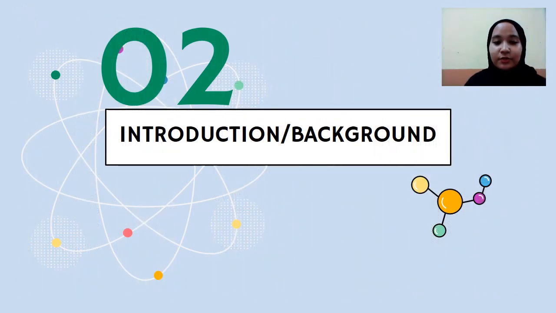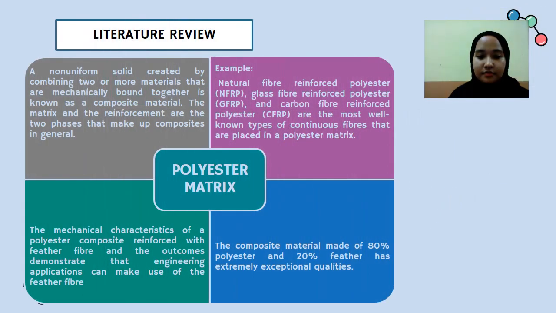Next, I will continue with the introduction and background of this project. For the introduction, I will continue with the literature review. The first is polyester matrix. A combination of two or more materials that are mechanically bound together is known as a composite material. The matrix and the reinforcement are the two phases that make up composites in general. For example, natural fiber reinforced polyester, glass fiber reinforced polyester and carbon fiber reinforced polyester are the most well-known types of continuous fibers that are placed in a polyester matrix.